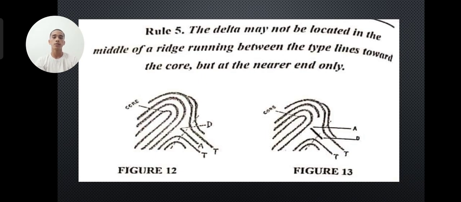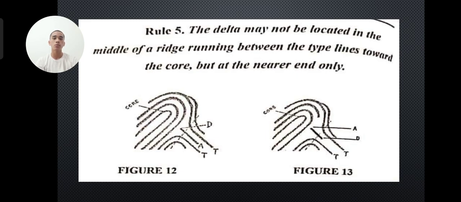So, in rule number 5, it is stated that there is a divergence, as you can see in the illustration. The divergence of the two type lines is at the center, the dot, but do not put your delta in the middle of the ridge. It should be at the ridge ending. So the one we choose there is the ridge ending, because it is the closest to the core.